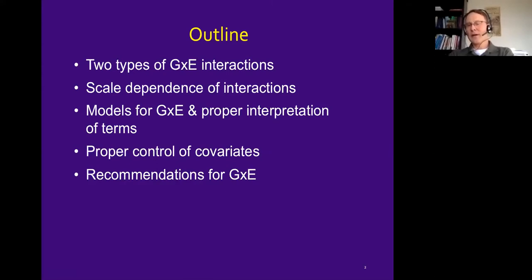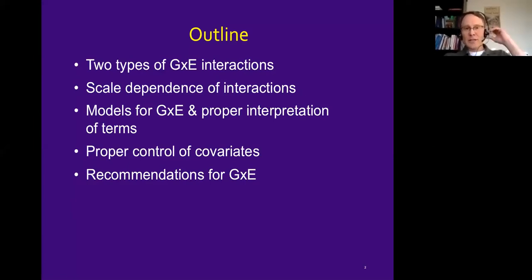So I'll cover two basic types of G by E interactions. I think part of the issue is that there's confusion about what people mean when they say G by E interaction. I'm then going to talk about scale dependence of interaction, something that a lot of people discuss, but I still think is complicated. It's complicated for me as well. And then models for ways to model G by E and proper interpretation of terms.